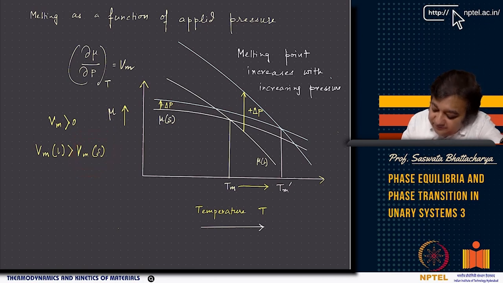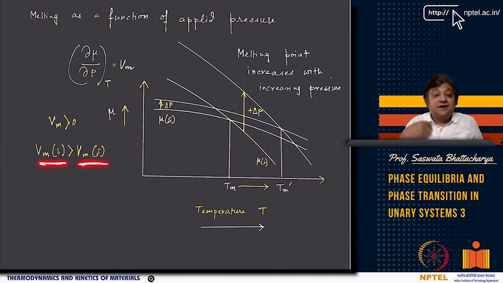Now if I again draw this and try to intersect them, the intersection point is the point where they have equal chemical potential, that is, mu solid equals mu liquid. That marks the transformation, and that gives me the transformation temperature. Now you see, if I increase pressure, then this curve shifts to the right, and the intersection point shifts to the right. That means with applied pressure, the melting point will increase if Vm liquid, that is the molar volume of liquid, is greater than that of solid.